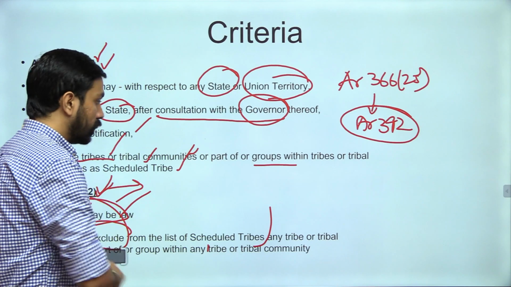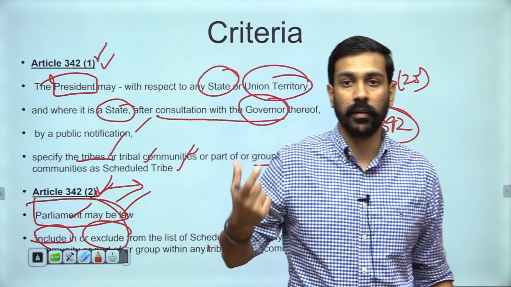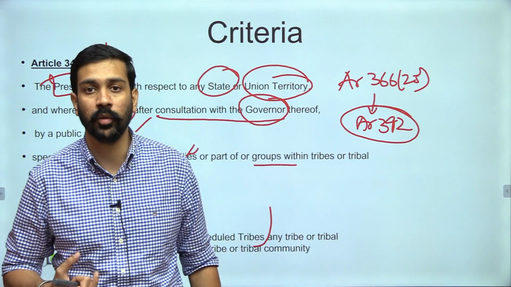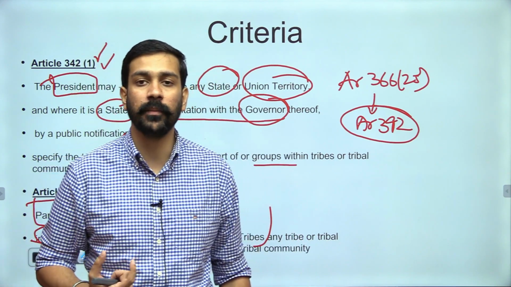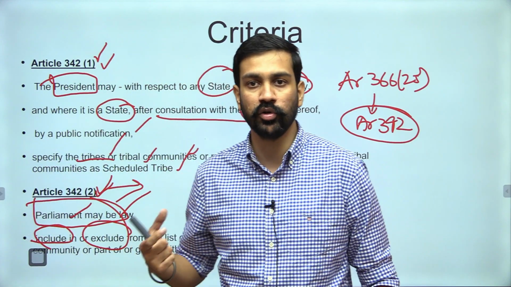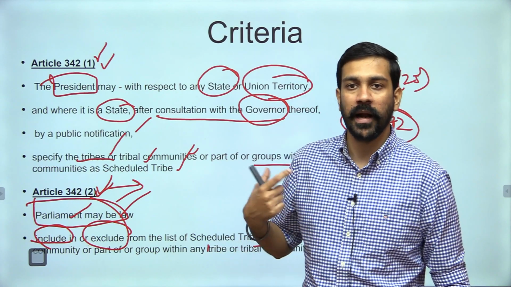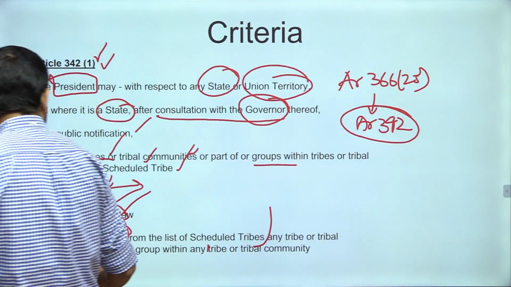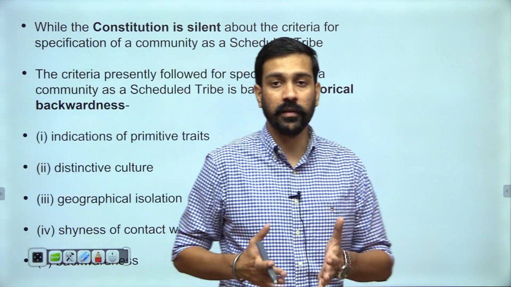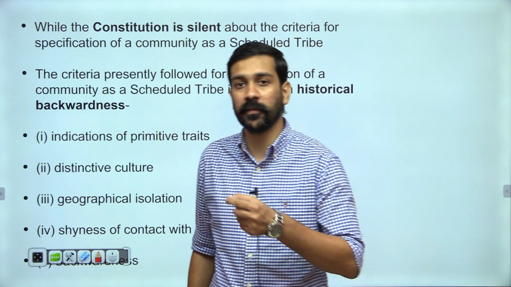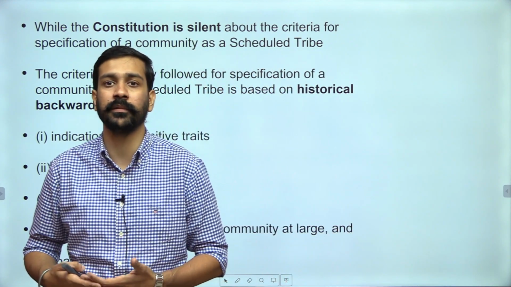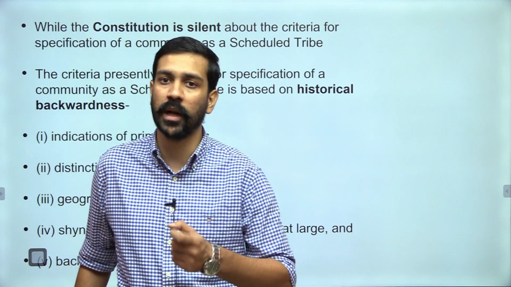This is important for your prelim exam. This kind of question can be asked with respect to how a particular tribal community can be included in the scheduled tribe list. So, you should know that the Parliament can also do it and the President can also do it. Moving forward, what are the basic conditions, or the basic methodology, through which the President or the Parliament decides that these tribes or tribal communities are to be included in this list?